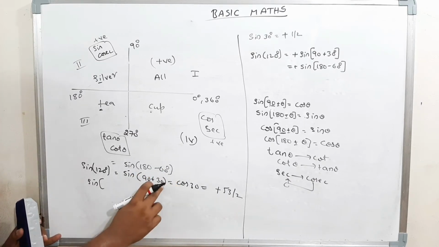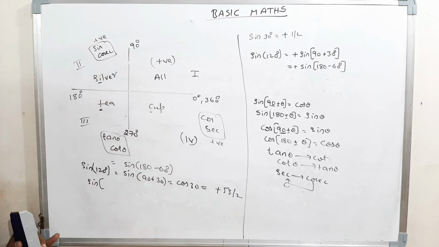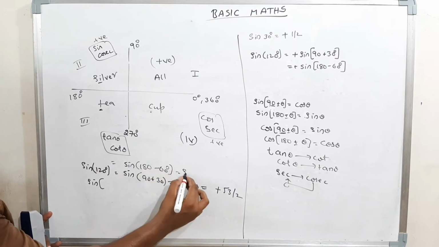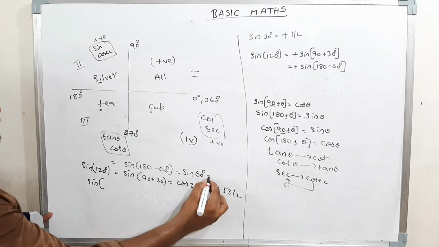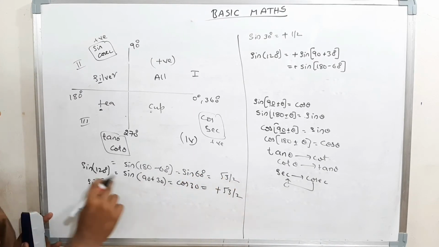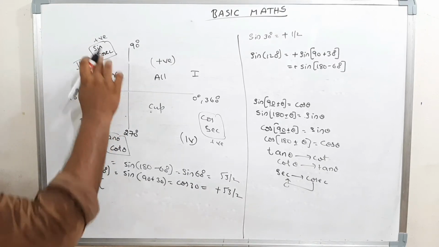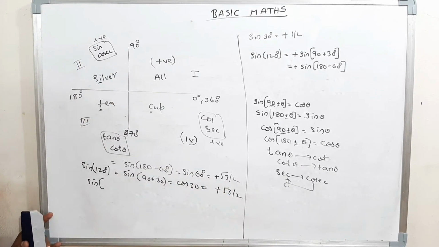I can write like this: 90 plus 30 or 180 minus 60. Both are 120 only. Now, if it is an even multiple of 90, then the sine will be sine. Therefore, sine 60. Sine 60 means root 3 by 2. And sine 120 lies in the second quadrant, and the sine value is positive. Therefore, positive root 3 by 2.